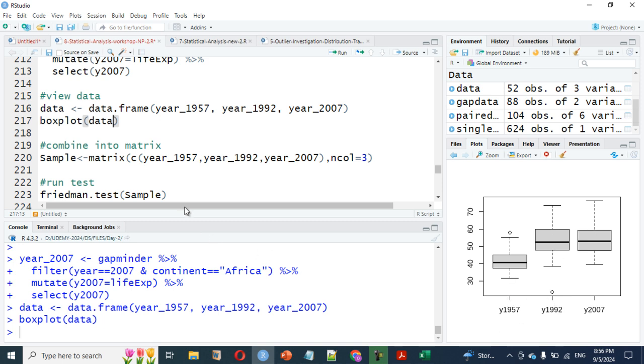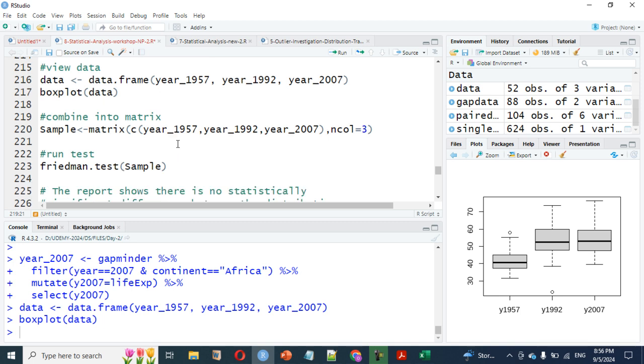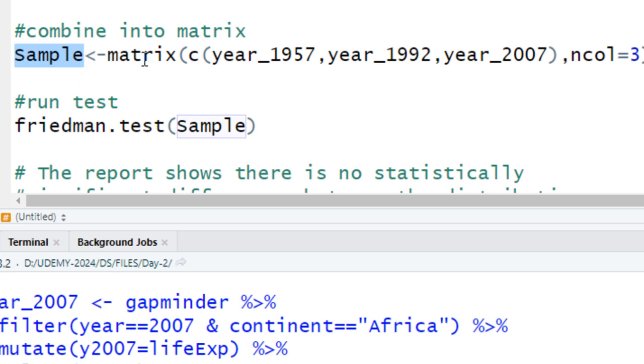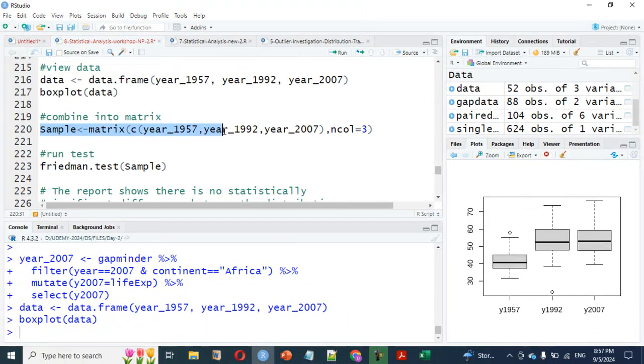So we have to combine the matrix now, because with Friedman we have a different approach from the others. There are three ways you can approach it, but this is one of the best ways because of the type of data we are dealing with. We have only three years now, consecutively. So let's create an object called sample. Our matrix takes these years, with ncol equal to 3. If you have four years, you pass four. So we are creating a sample matrix now.